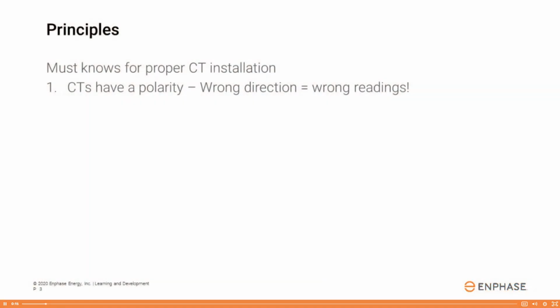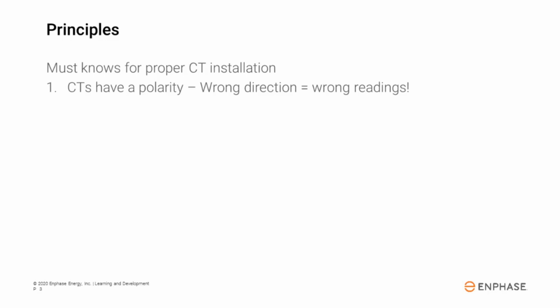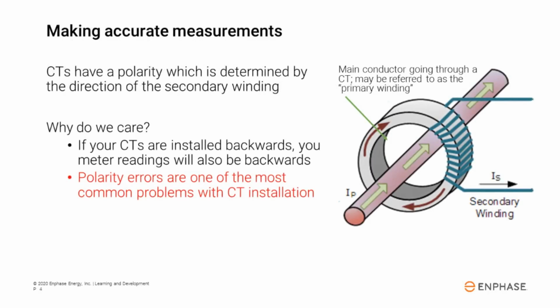The first principle that you must know is that CTs have polarity, and if you install them in the wrong direction, you will get incorrect readings. The polarity of the CT is determined by the direction of the secondary windings around the ferrite core. The CT sensor will have a sticker indicating which way is the expected polarity.